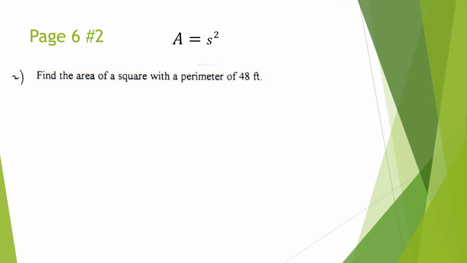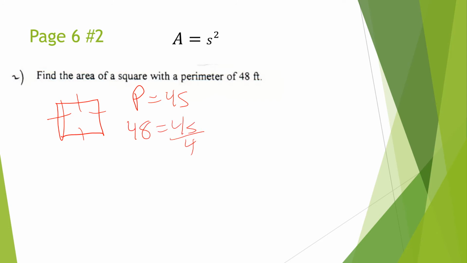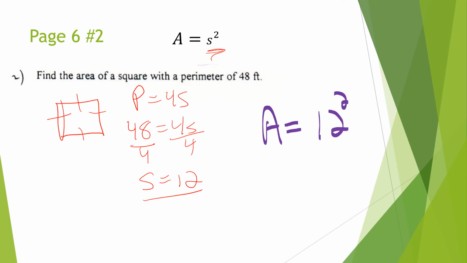So if the square had a perimeter of 48, again, what you need to be thinking about is that all the sides are congruent. So the perimeter was 4s. So it's going to be 48 equals 4s. So that allows you to figure out that the side is 12. And once you figure out the side is 12, then you can plug that into the area formula. So the area is going to be just 12 squared. And that's going to be 144.